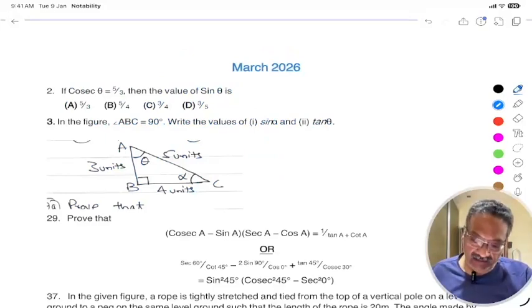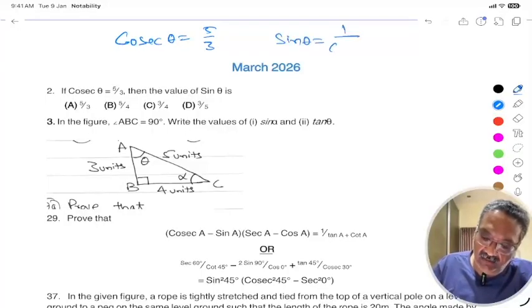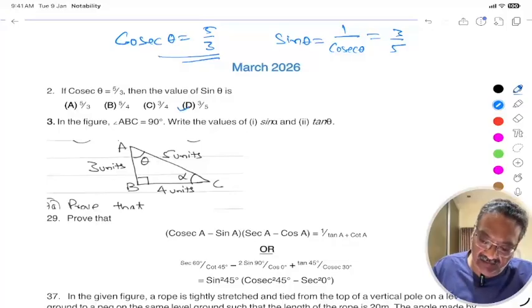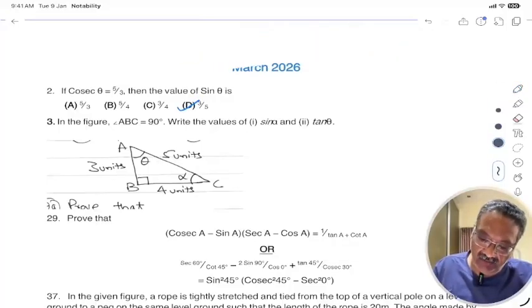Next we'll come to the March 2026 question. They have given an MCQ: cosecant theta is equal to 5 by 3. They want sin theta. Sin theta is equal to, we know, 1 by cosecant theta. So it will be the reciprocal of this, which is equal to 3 by 5. 3 by 5 is the answer. Alright, simple MCQ it was.